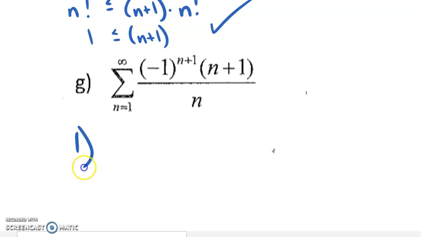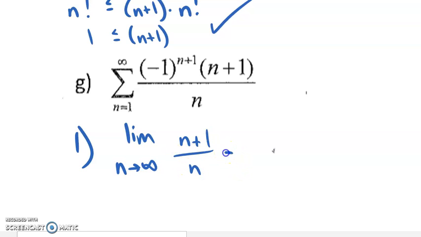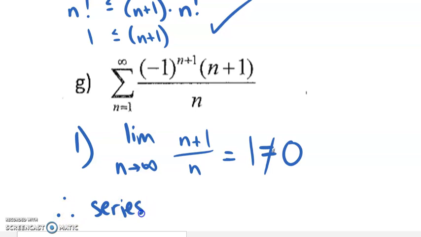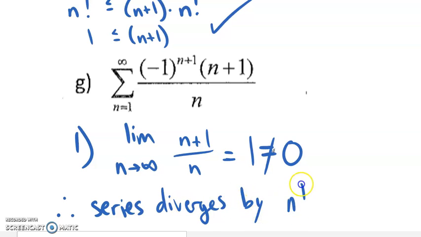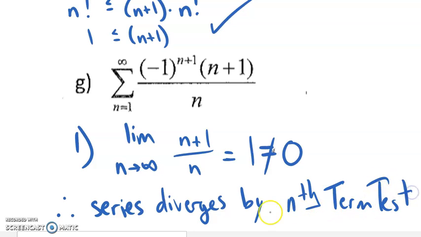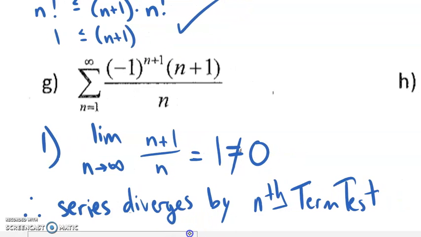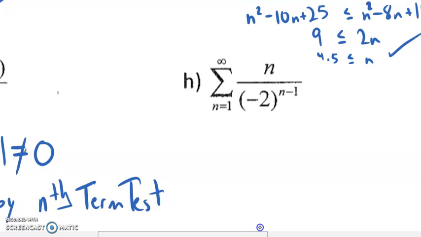All right. Again, step 1, ignoring that negative 1 to the n, or n plus 1, or whatever, we just look at the nth term, and we take its limit, and we find that it equals 1, which is not equal to 0. Therefore, the series does not converge. It diverges by the nth term test. We don't move on to the second part of the alternating series test. We just say, oh, we're done. It diverges by nth term test.